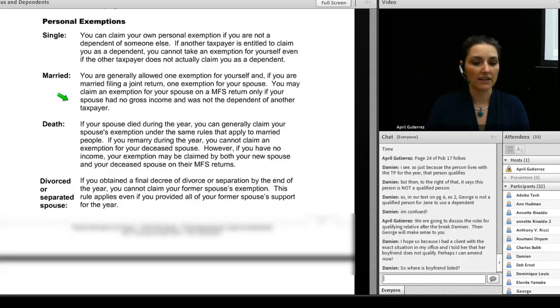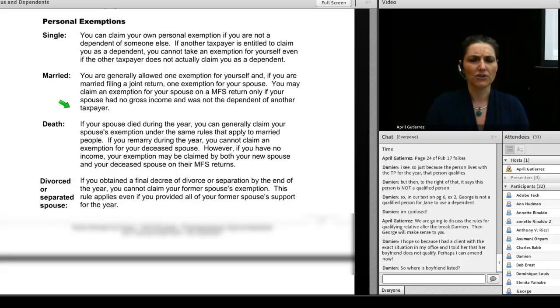Next, we look at married. You are generally allowed one exemption for yourself, and if you are married filing a joint return, one exemption for your spouse. You may claim an exemption for your spouse on a married filing separate return only if your spouse had no gross income and was not the dependent of another taxpayer.